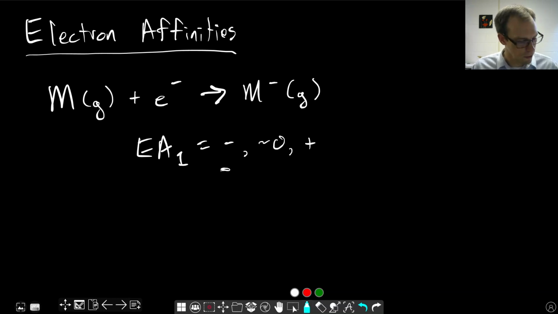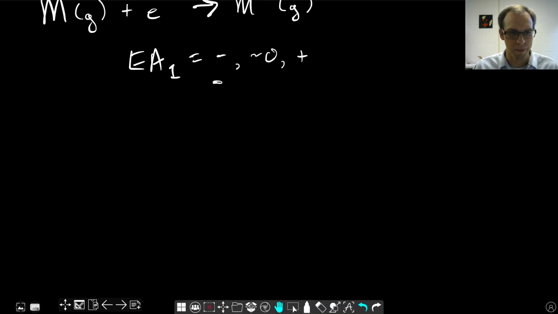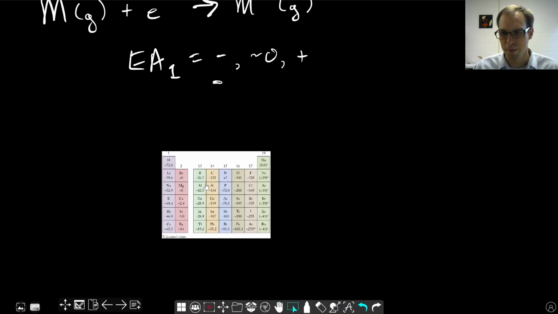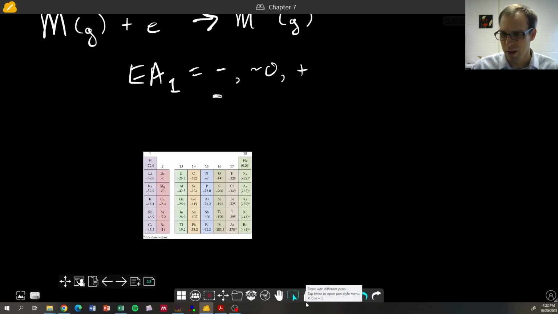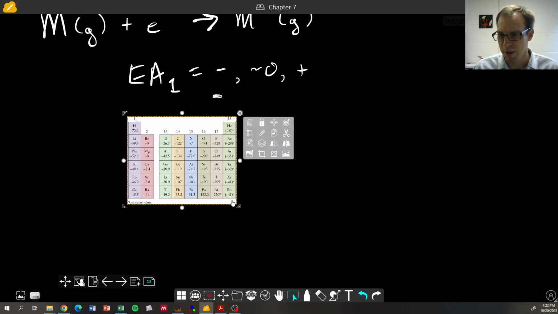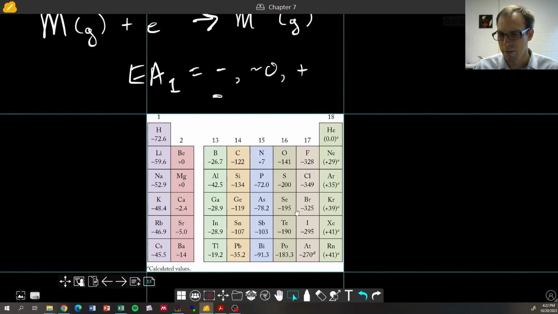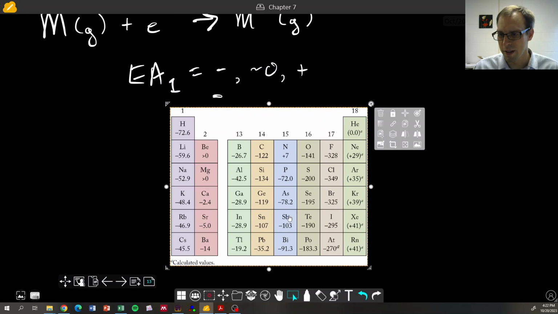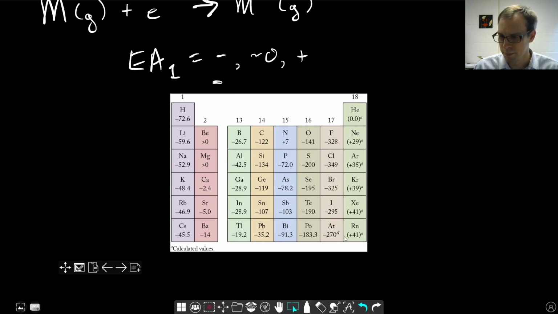Now, the trends for electron affinity are not quite as clear, or I should say as obvious, consistent. That's the word I'm looking for. Not as consistent as ionization energies. So let's go and look at some data. So again, pull this chart over here, get out of full screen so I can make it bigger. But these are electron affinities in kilojoules per mole. So all these values are kilojoules per mole.